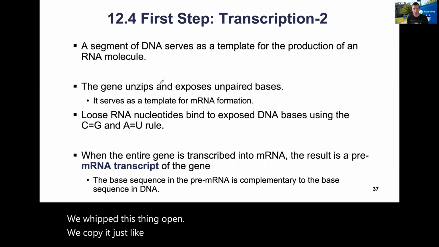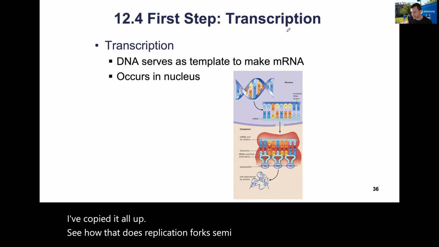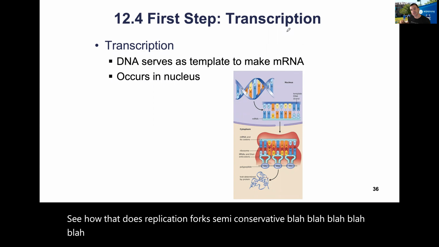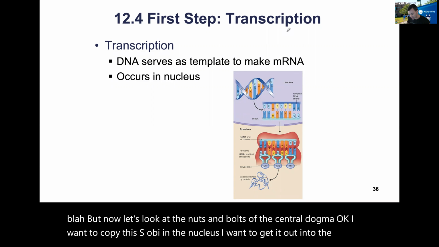So let's look at transcription and translation, okay? We've copied it all up. We've seen how replication forks work, semi-conservative, and so on. But now let's look at the nuts and bolts of this central dogma, okay? I want to copy this in the nucleus, get it out into the cytoplasm, and then translate it.